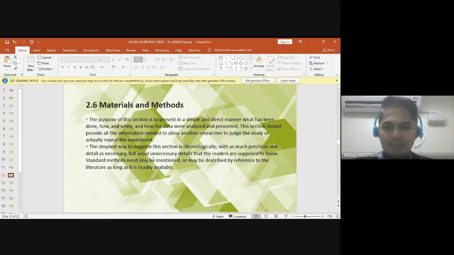Okay po? So with as much precision and detail as necessary, but avoid unnecessary details that the readers are supposed to know. Ibig sabihin ng are supposed to know, alam na po ng mga readers yun, so dapat hindi na po natin binabalik. Like for example, a descriptive research is a ganyan, ganito, ganyan. So dapat hindi na po natin banggitin because most likely, researchers already knew exactly what these are. No?